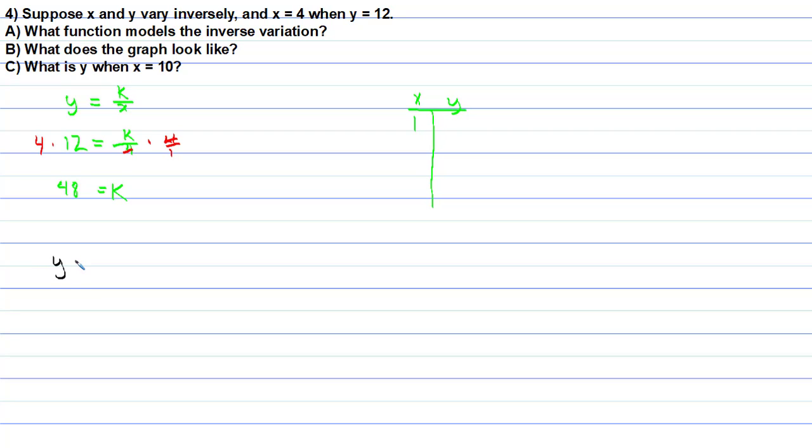So y equals our k, 48, divided by x. This is our function model. This is the answer for A.